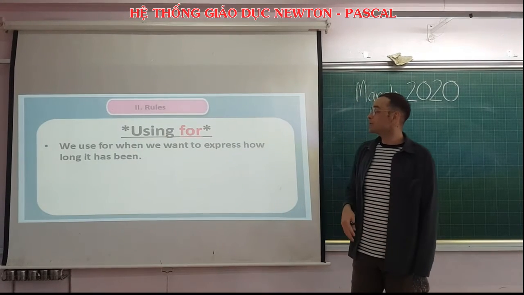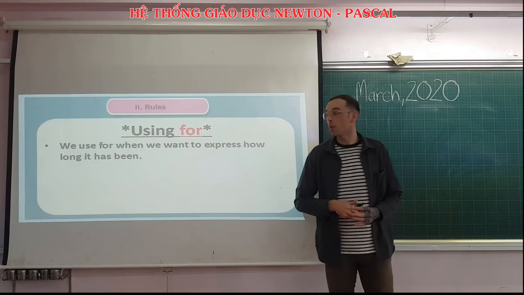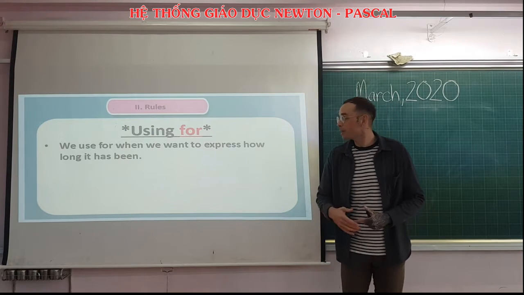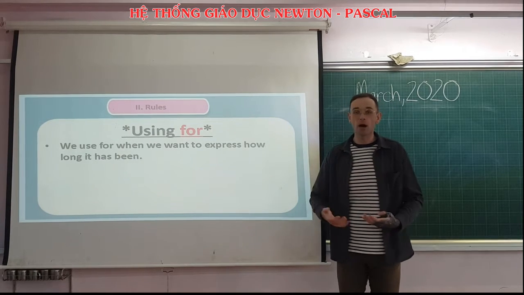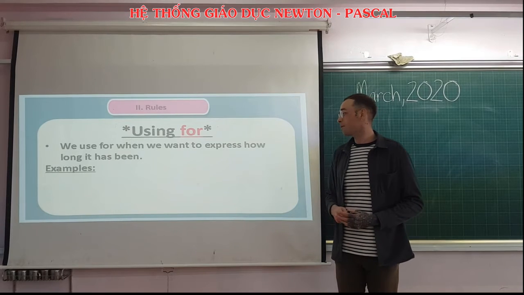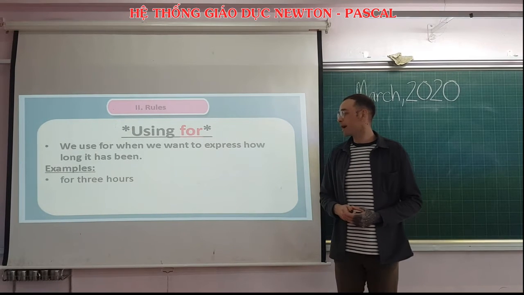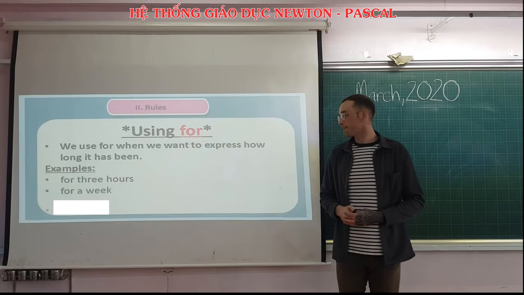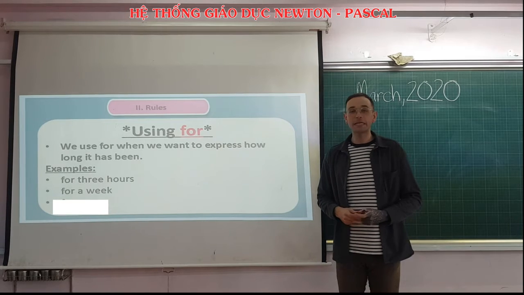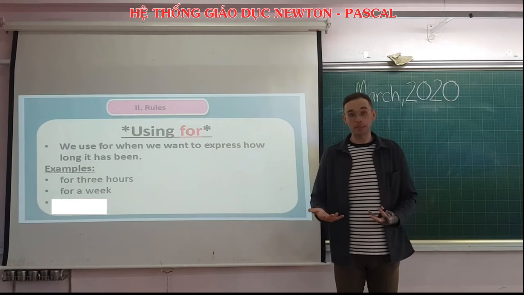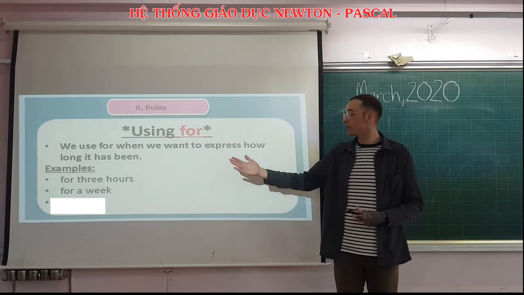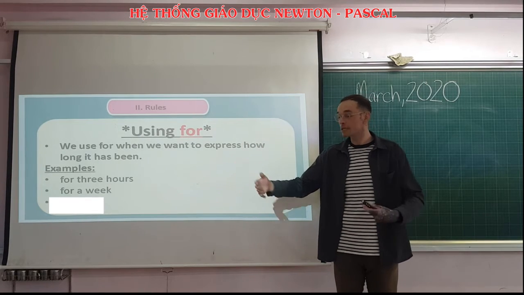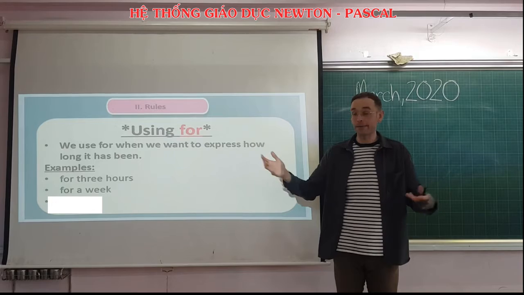Alright, so using for. So we want to use for when we want to express how long it has been. For example, for 3 hours, for a week, forever. All of these express how long something has been. It has been 1 week. It has been 3 hours. It has been all of time. Okay?